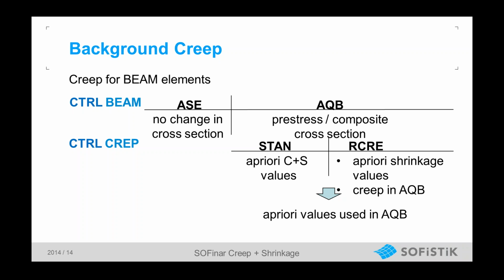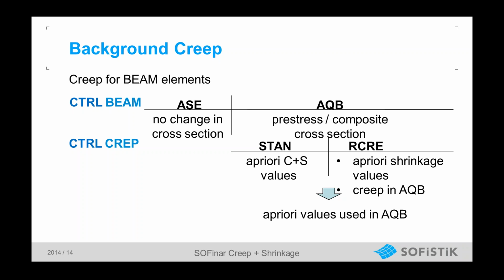What you see here is the control beam and the control creep are two basic control parameters inside the CSM, where you can select different options. Now, as I explained before, control beam AQB is set, and this is something you need for pre-stressed or composite cross-sections. With the second option, control creep, you have two options. The control creep stan applies the standard creep and shrinkage procedure. That's what I already introduced right now.